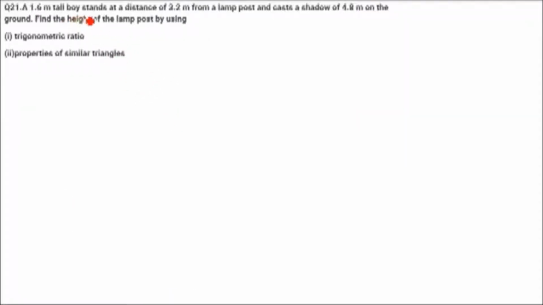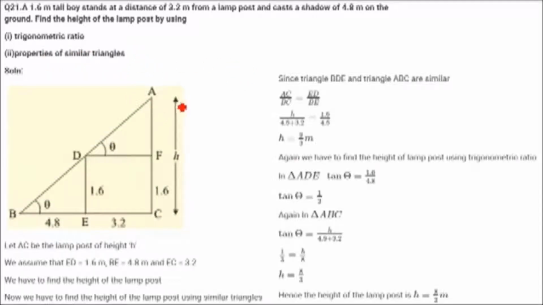A 1.6 meter tall boy stands at a distance of 3.2 meter from a lamppost and casts a shadow of 4.8 meter on the ground. Find the height of the lamppost by using trigonometric ratio and properties of similar triangles.